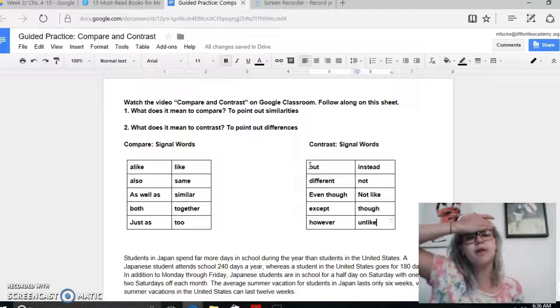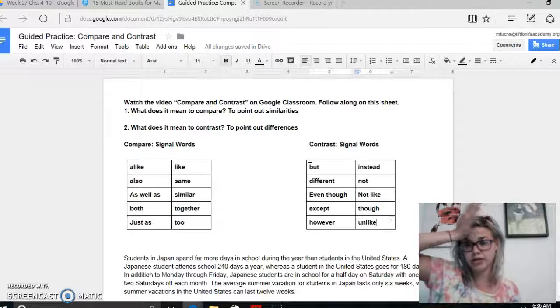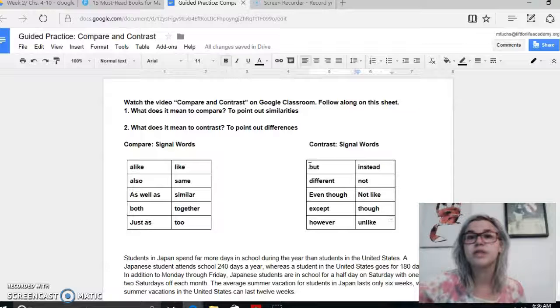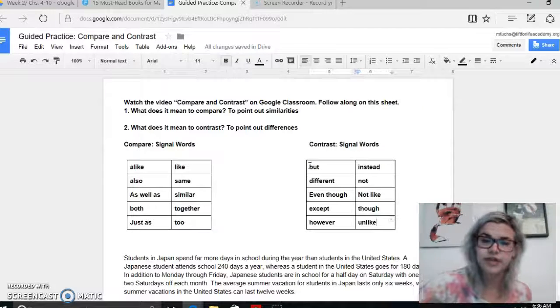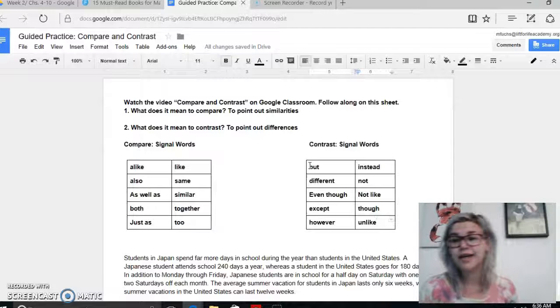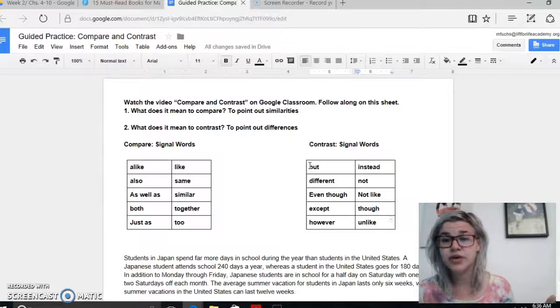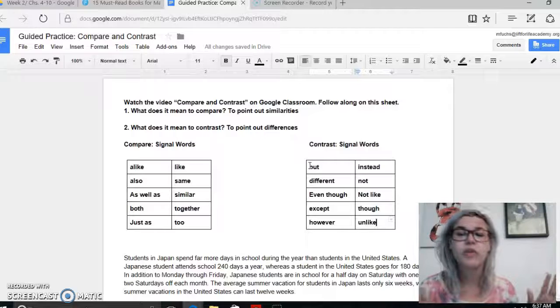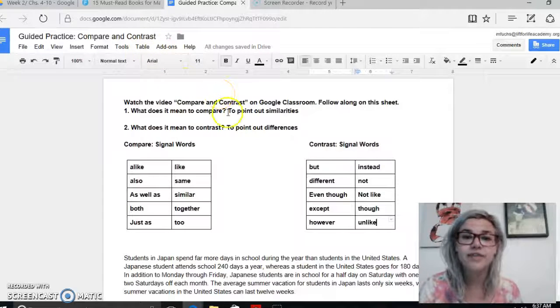So, what does it mean to compare? It's to point out similarities. So, if you're talking about cats and dogs, you would compare them by saying that they're both animals. What does it mean to contrast? It's to point out differences. Again, there are many differences between cats and dogs. Cats are meaner, dogs are yappy. Anyway, whatever. So, we have our definitions. Comparing, similarities, contrasting, pointing out differences.